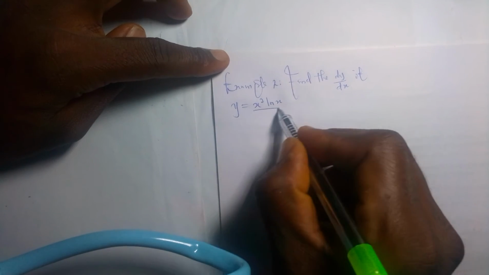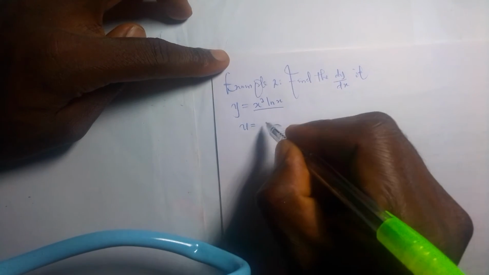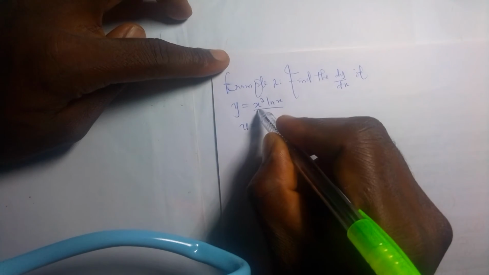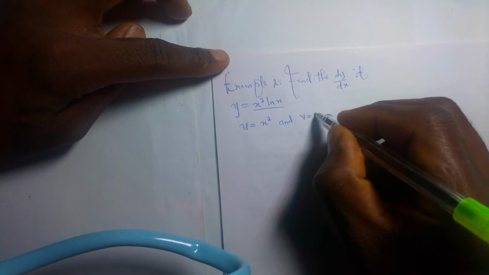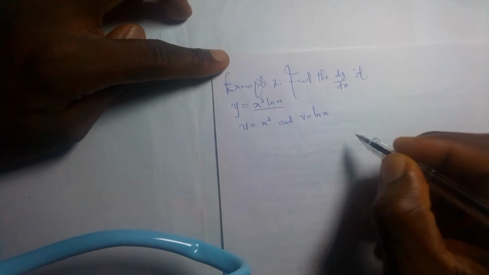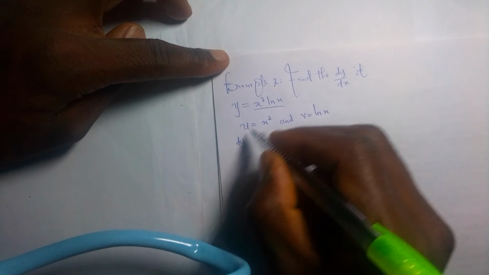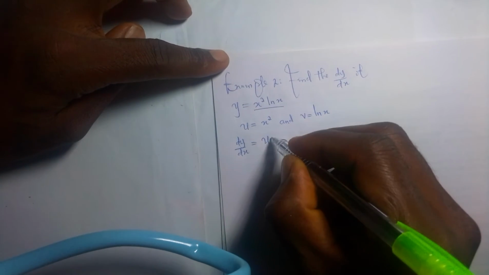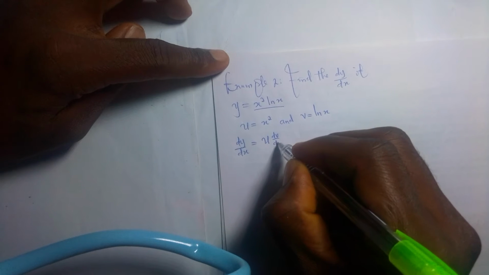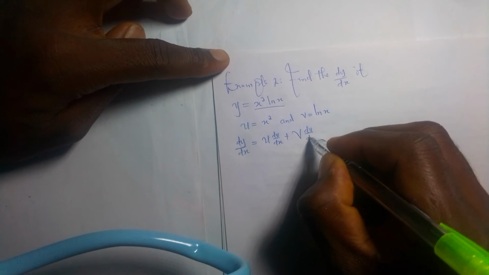So as you can see, this also looks like a product of two functions, where we can now say let u be equal to x squared, which is a polynomial function, and v be equal to ln x, which is a logarithmic function. So the next thing we need to find out is that, since we know that this is a product rule, the derivative of the product rule is given as u dv dx plus v du dx.